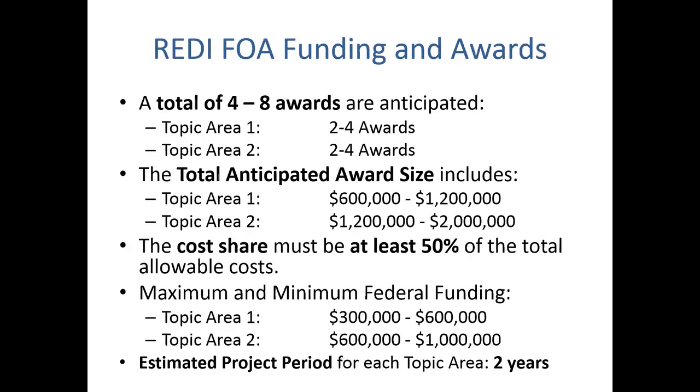So under the REDI FOA, a total of 4 to 8 awards are anticipated, with 2 to 4 awards per topic area. The total anticipated award size includes $600,000 to $1.2 million for topic area 1, and $1.2 million to $2 million for topic area 2. That includes a cost share requirement of at least 50% of the total allowable costs. Accordingly, the minimum federal award amount for topic area 1 is $300,000 with a maximum of $600,000. And for topic area 2, the minimum federal funding is $600,000 with a maximum of $1 million. The estimated project period for each award is expected to be 2 years or 24 months.